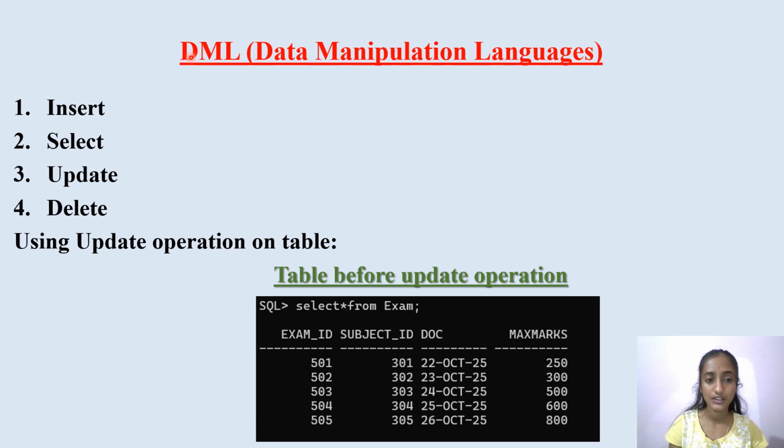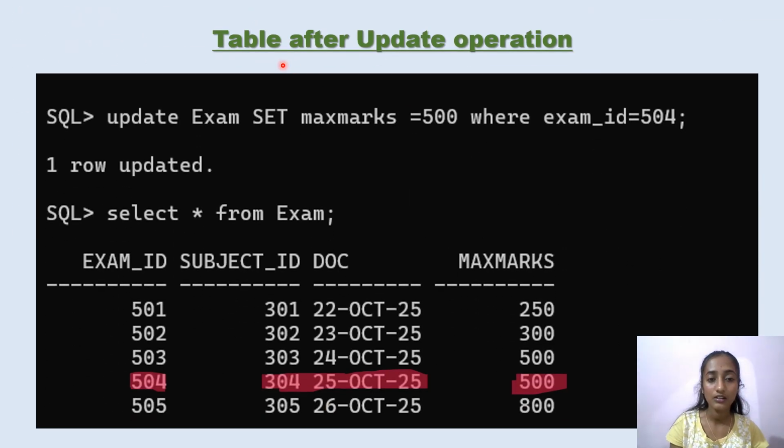Data manipulation language is a language where we perform some operation inside the table. That time we use data manipulation language. It has four types: insert, select, update, delete. Using the update operation on a table, carefully see this table, where before updation we have 4 records and 4 columns. Let's see how the table looks after the update operation.